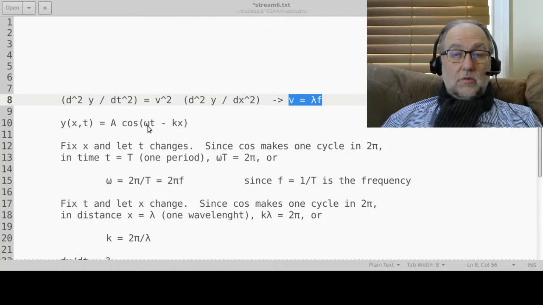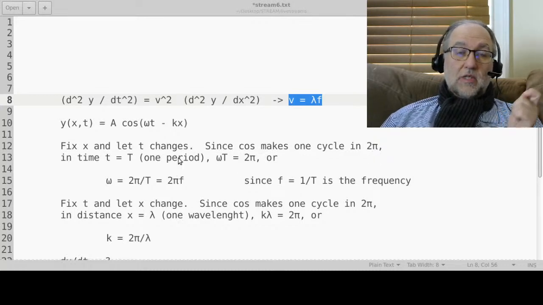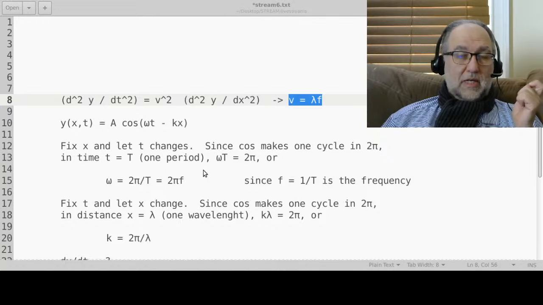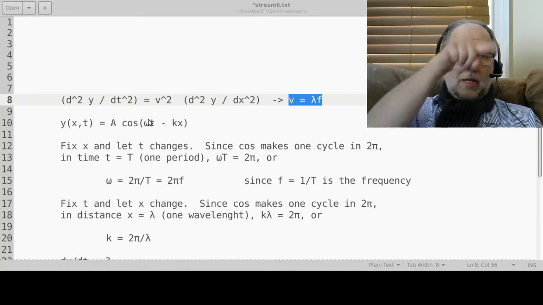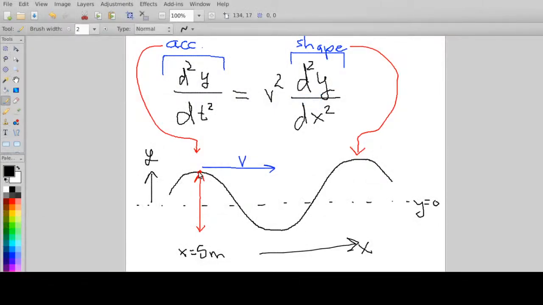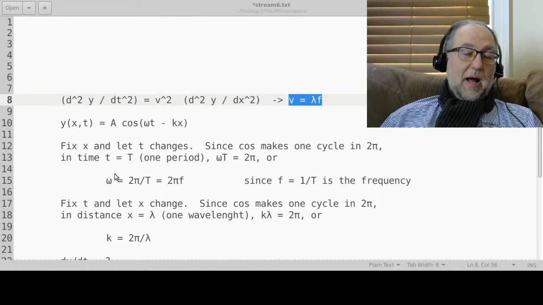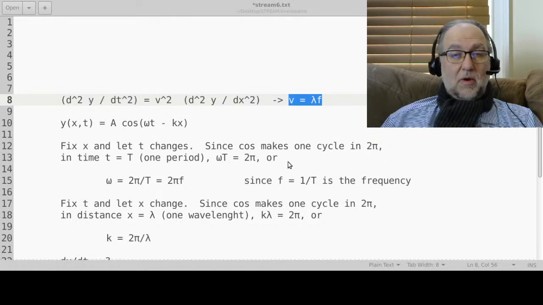How is omega related to the linear frequency? Because over here in this equation, I don't have an omega, I have an f. If you imagine that x is fixed and you let time vary, the cosine makes a cycle in 2 pi. So in time little t equal to capital T, where capital T is 1 period, this whole value must equal 2 pi, because it has to go one complete cycle. If it starts at the top, in time capital T it's got to go to the bottom and then back to the top. Because cosines do that in 2 pi, omega times the period must equal 2 pi. If I isolate omega, I get that omega is equal to 2 pi over capital T, and that relates the angular frequency and the period.